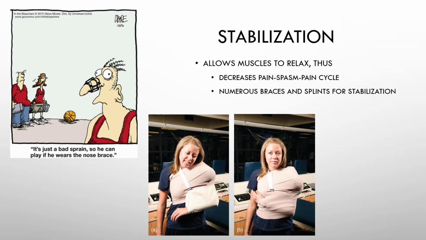Stabilization allows the muscles to relax, thus decreasing the pain spasm cycle. There are numerous braces and splints available for stabilization. Stabilization also controls the neural inhibition. This is a process in which the neural pathway is blocked, so impulses cannot pass. This means that the intended function does not occur. This can be partial, so function is diminished, or total, so function is abolished temporarily.